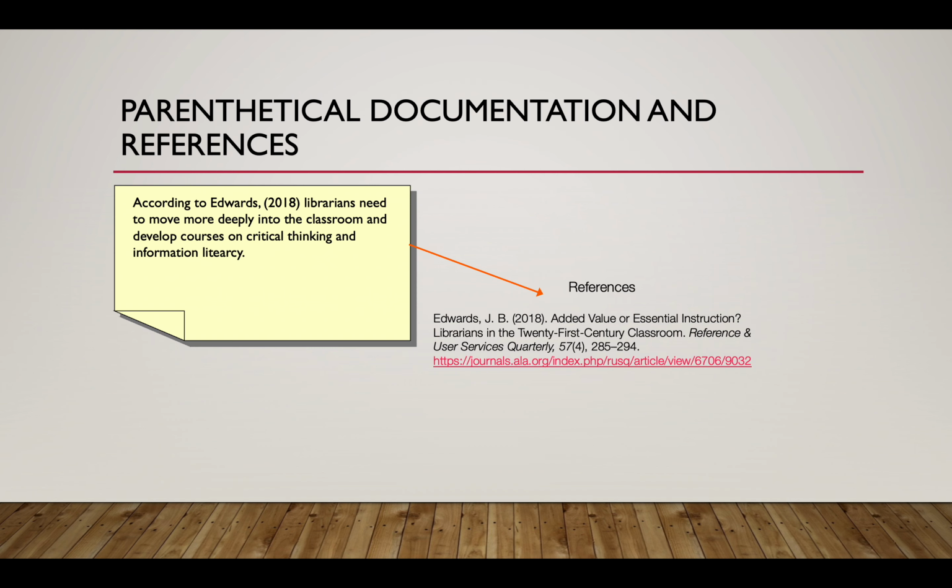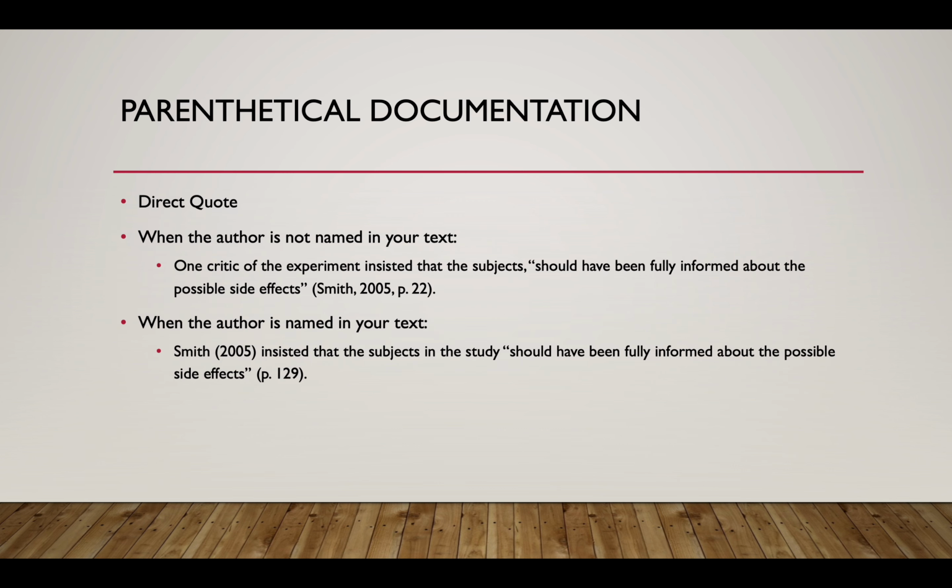But back to this week's lecture. Sources like this, where you're using them in your paper, need to correspond to an entry on the reference list. So, direct quotes. Again, we talked about this a little bit a minute ago. If you're using a direct quote, I can use a quote without a signal phrase. I can say, one critic of the experiment insisted that subjects should have been fully informed about the possible side effects. I then put the author's name, I then put the year, and then I put the page number.